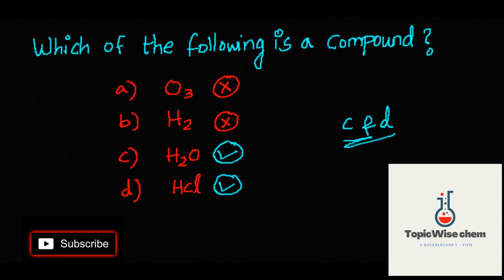H2O has two hydrogens and one oxygen involved, right? So there is a difference in elements. In the case of HCl, there is a difference in the elements. So C and D can become compounds and A and B can never become compounds. So I repeat, all compounds can become molecules but not all molecules are compounds. Thank you.